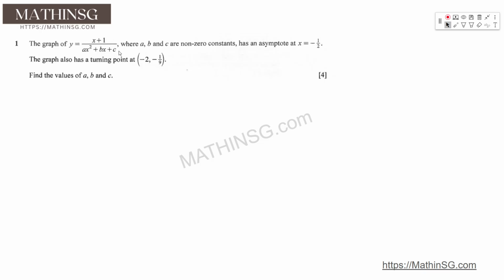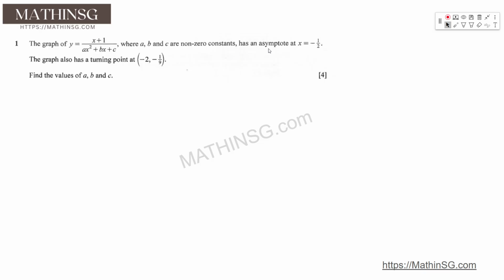So we have this equation here. That means we probably need to sub in values of x and y so that we'll form equations of a, b, and c. And we know that a, b, and c are non-zero, so if we see any values of a, b, and c that are zero, we need to reject them. Next, the graph has an asymptote at x equals to minus half.